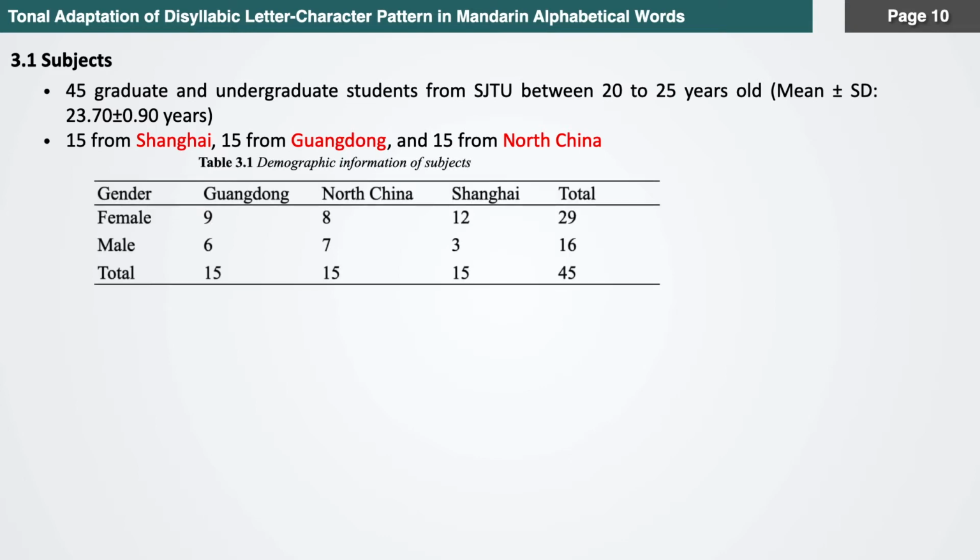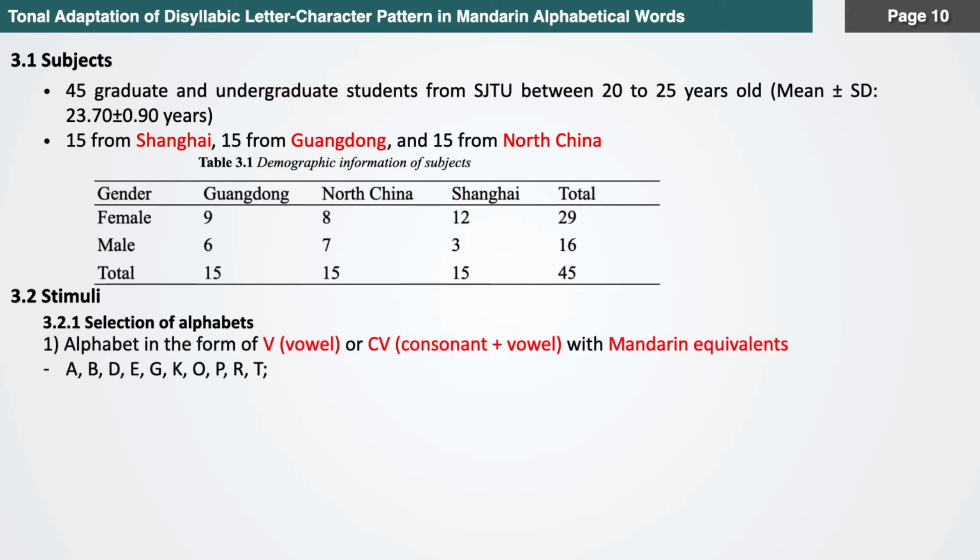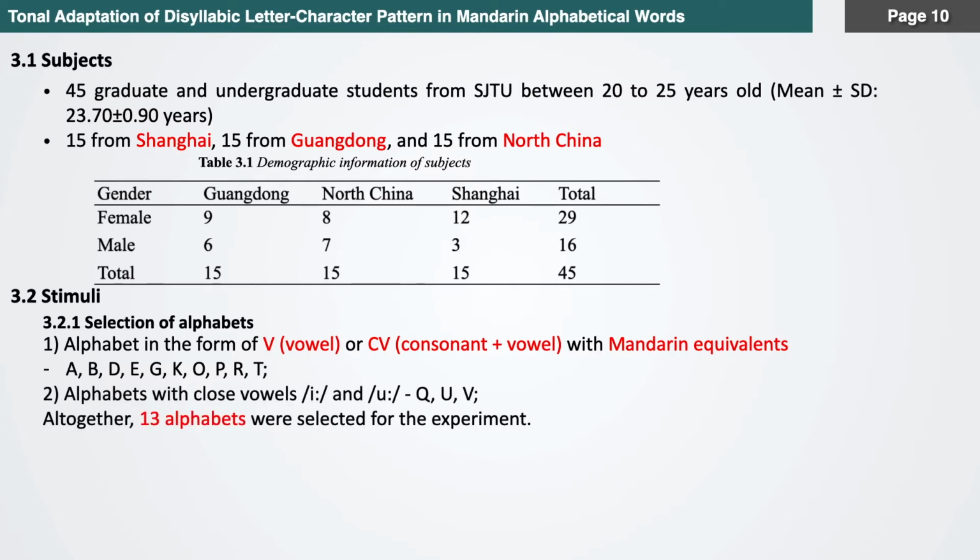And for the stimuli or the Morse for study, we want the alphabet in the form of vowel or consonant plus vowel because they have similar Mandarin equivalents. So we got A, B, D, E, G, K, O, P, R, T. Also, we want to study the alphabets with closed vowels E and U. So we got Q, U, and V. Altogether, 13 alphabets were selected for this experiment.